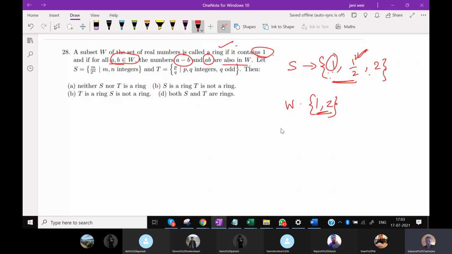Similarly, if you look at T, which is defined as P by Q, where P and Q are integers and Q is odd, I can again take P as 1, Q as 1, so I can have 1. Then I can take P as 2, Q as 1, which means I can have 2. That means I can form the set W, which will contain 1, the difference between 1 and 2, which is 1, and the product of 1 and 2, which is 2. So T is also a ring. So both S and T are rings.